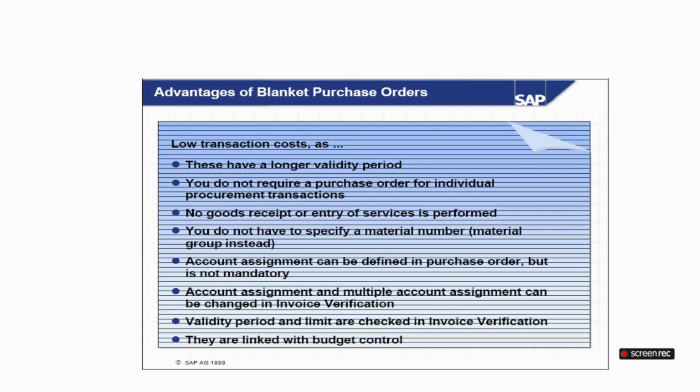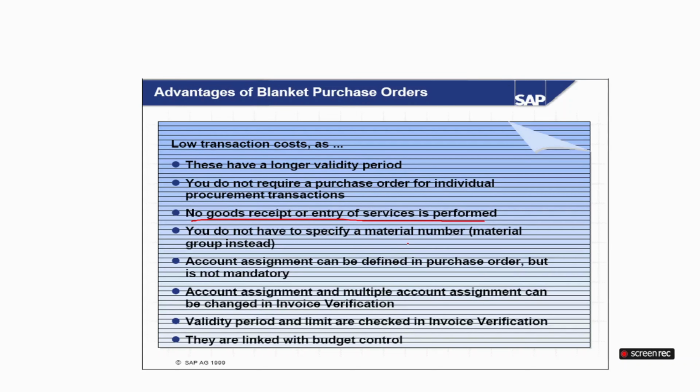These have a longer validity period. You can give a 1 year, 2 year, or 3 year validity. You do not require a purchase order for each individual procurement transaction. Individually, you need not create a purchase order again and again. No goods received or entry of service is performed, so that's also important, right?